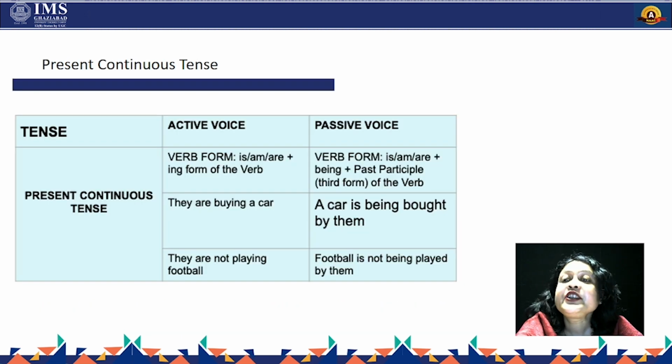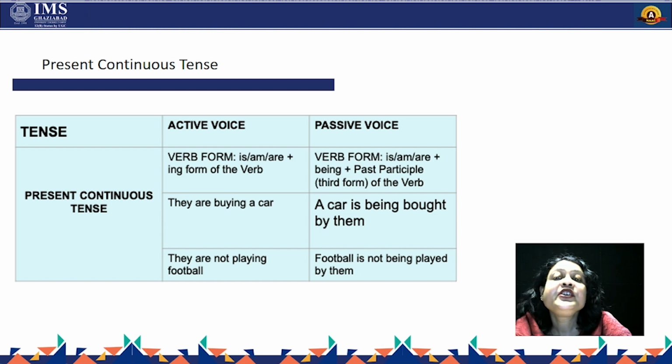Next, if we talk about present continuous tense, like they are buying a car. Now when we transform this into a passive voice sentence, a car is being bought by them. So here the verb form am, is, are plus ing form in the active voice changes to am, is, are plus being plus past participle, that is the third form of the verb.